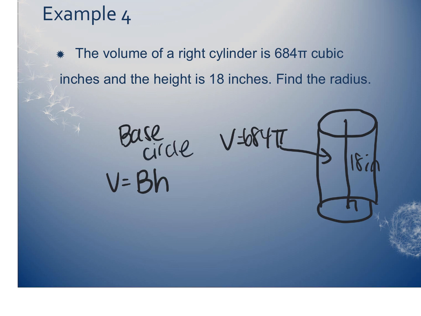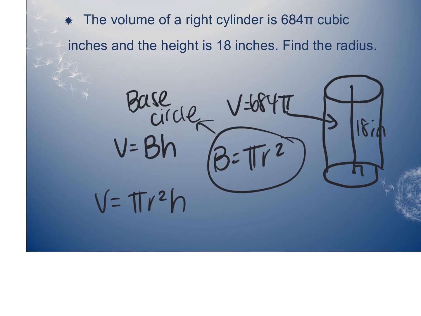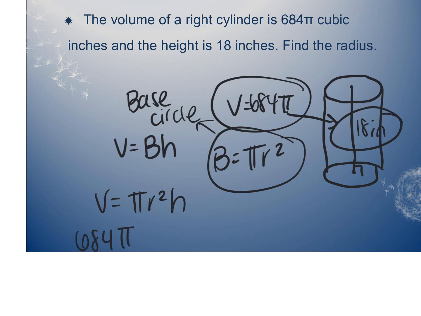So my area formula for the base, my B value, is going to be pi r squared, because my base is a circle. So I'm going to say my volume is pi r squared times the height. I know the height, I know the volume, so I'm just going to plug those in. The volume is 684 pi. The height is 18 inches. So 684 pi equals pi times the radius squared times the height, which is 18.